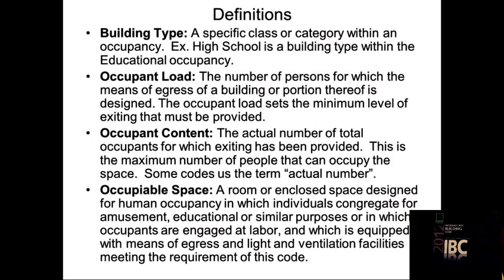Then you have occupiable space. It's a room or enclosed space designed for human occupancy in which individuals congregate for amusement, educational, or similar purposes, or when occupants are engaged at labor, and which is equipped with means of egress, lighting, and ventilation facilities, and meets the requirements of this code. So it's just a space. It could be a space within a space. It's an occupiable space. It's not like a closet, because somebody's not going to be sitting in the closet, so it's not referred to as occupiable. What are you designing or constructing that will allow someone to be within that space?